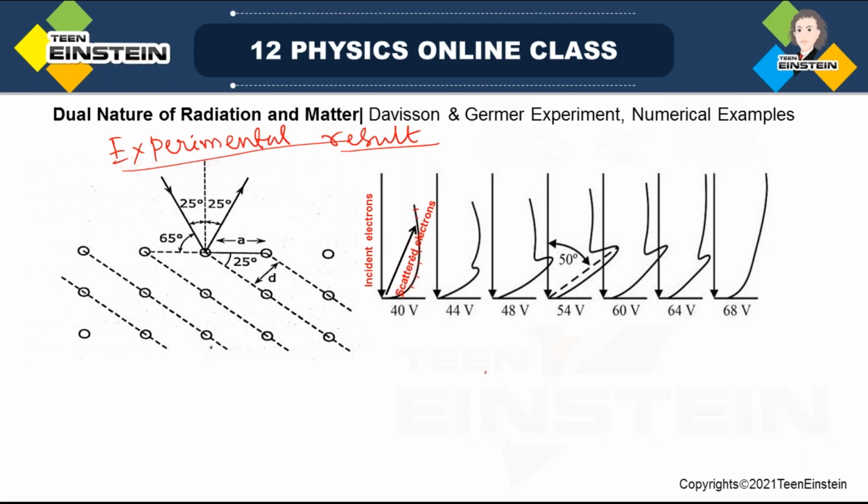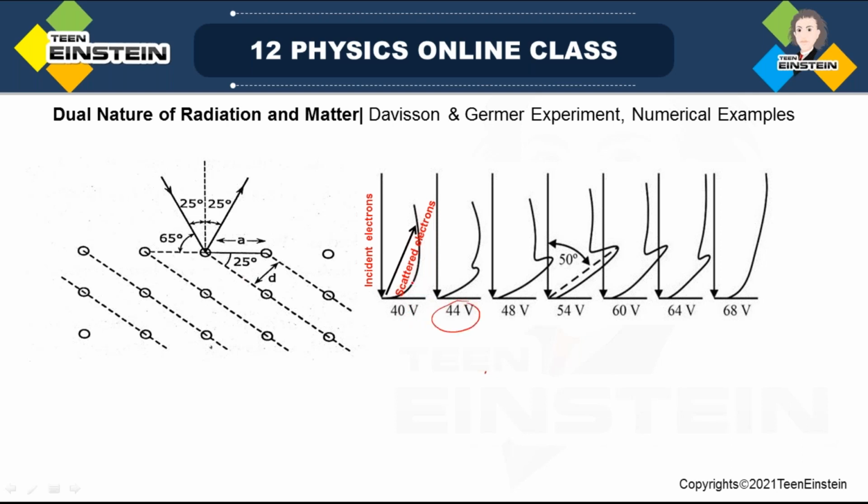And at the same time, not only scattering angle. This has been plotted for accelerating potential 40, then 44. The applied accelerating potential has been made 44, then 48, and thus it went up to 68 accelerating potential. And look at what they have observed.